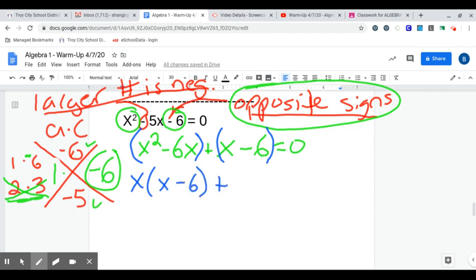I'm going to pull nothing out of the second group, right? X minus 6, it's as simple as it can get. They're as simple as it gets.